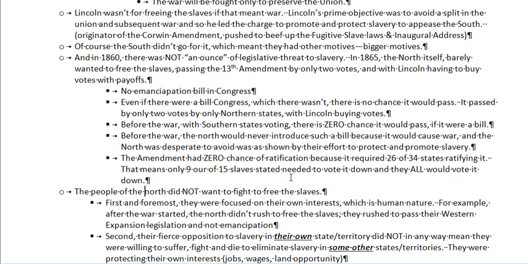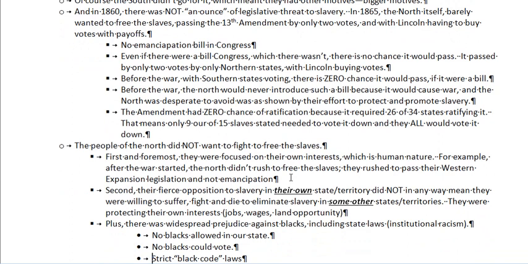All right. So the people in the North did not want to fight to free the slaves. First and foremost, they were focused on their own interest. That's human nature, right? For example, when the war started, you think they rushed to free the slaves? Oh yeah, okay, let's free the slaves now. Hell no. They kept that for the last hour, especially after the 1864 election. I won't get into that. But what did they rush to do? They rushed immediately to get their economic agenda in. Why? Because this is going to serve their interests. This is what's on the hot burner for them.